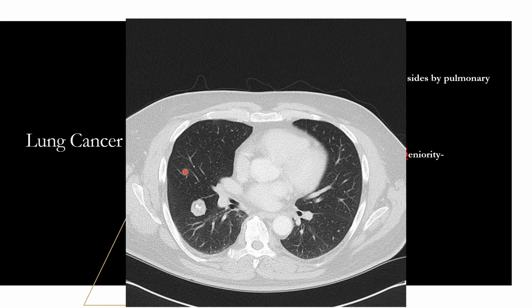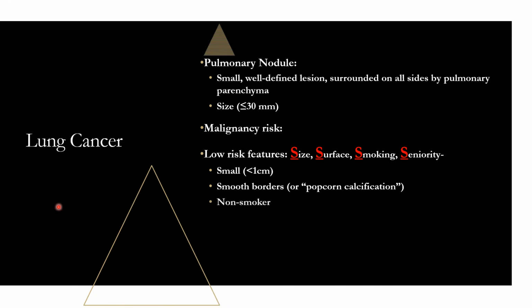So this is what a hamartoma looks like. This is going to be a popcorn calcification. You can see it's nice and smooth around the edges, has this dense calcification in the center. This is a benign nodule, nice and smooth, dense calcification there. That's a popcorn calcification. So those are your benign findings.